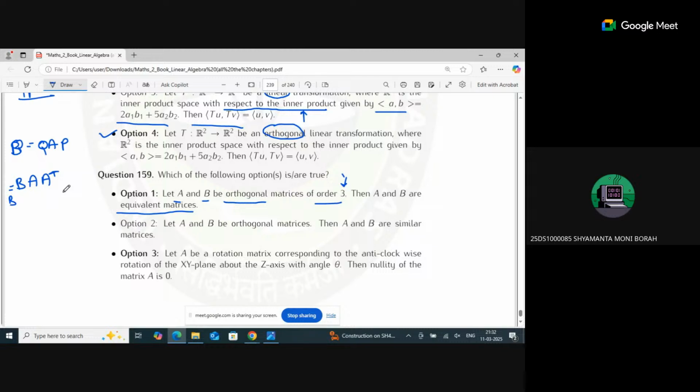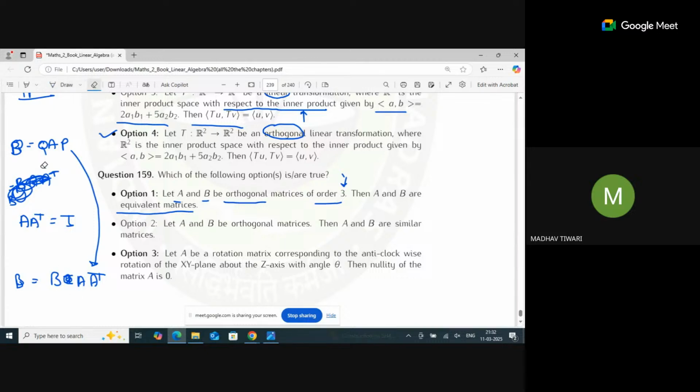Sir, in this one, how did you take P as A transpose? I am aware that A times A transpose is I. So I know that I can write B is equal to B. If I multiply it by I, it will be the same as this. So I simply removed it and took A transpose, and it matches this part. It is just some kind of thinking, the concept that I am aware of, I just applied it. No other formula I used, just pre-knowledge of this concept.